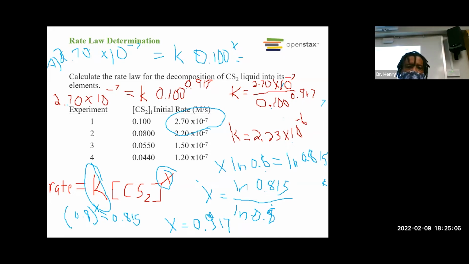Okay, then our equation is going to be rate is going to be equal to 2.23 times 10 to the -6 times the concentration of CS2 to the 0.917 power. Okay, so that's going to be my final answer.